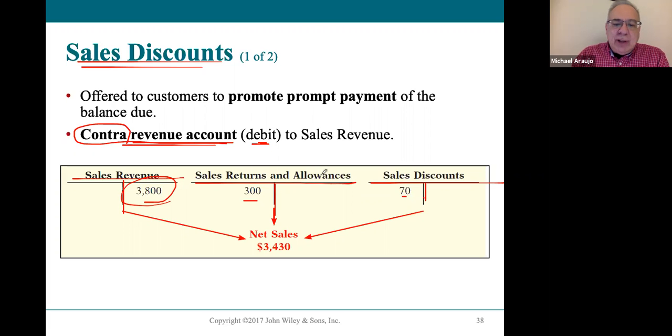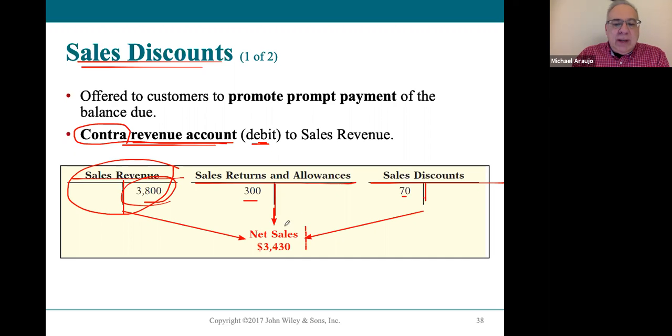Both sales returns and allowances and sales discounts do end up shrinking the net sales, but that doesn't take away from the fact that this company started with a $1,300 sale. Okay, it doesn't take away that fact. And then certain things were returned, certain things were discounted.